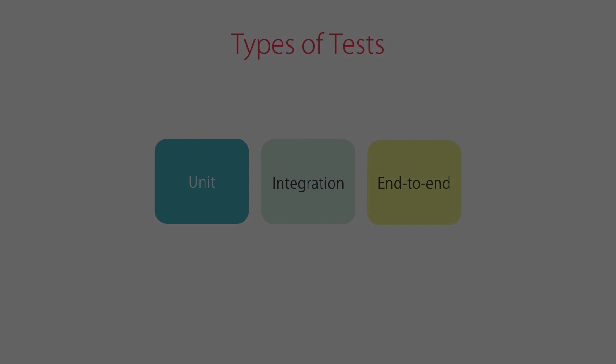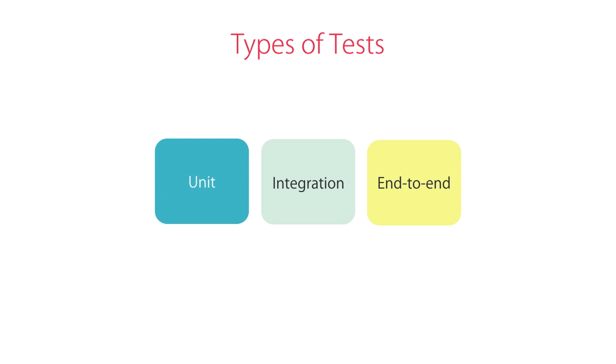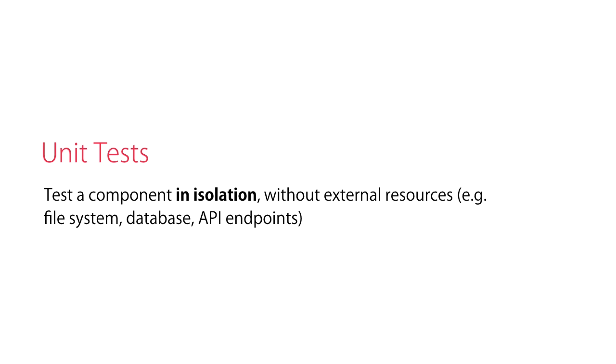All right, now let's take a look at the different types of tests. So in general, we have 3 types of tests: unit tests, integration tests, and end-to-end tests. With unit tests, we test a component in isolation without external resources like file system, database, API endpoints, and so on. Now, this is the classic definition of unit test, irrespective of Angular.